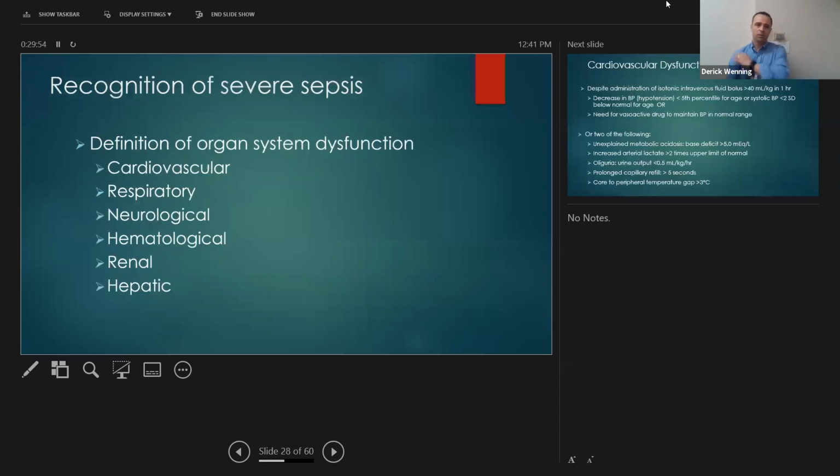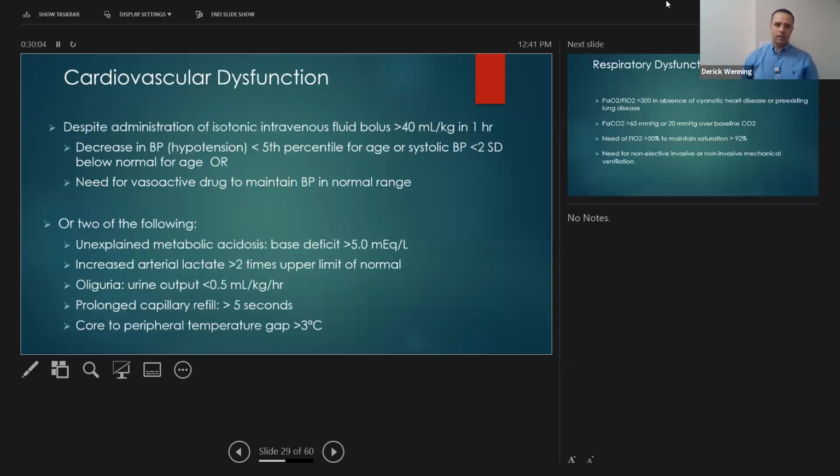The recognition of severe sepsis, definition of organ system dysfunction. So basically, I'm going to run through all of the different organ systems and what their definitions of dysfunction are. Cardiovascular is pretty intensive. So despite 40 mLs per kilo in the first hour, you still have hypotension, or you need pressors. Done. Okay. Or you can get two of the following.